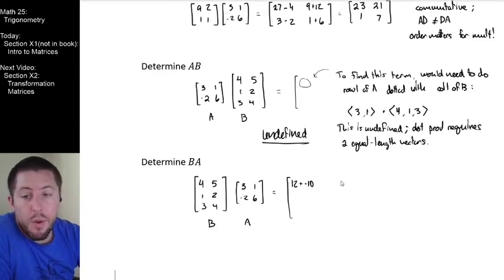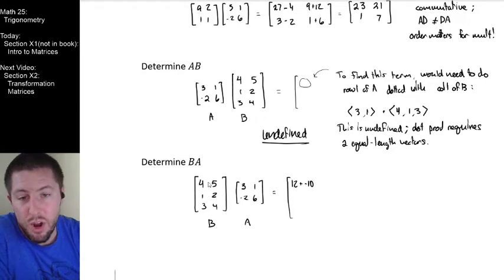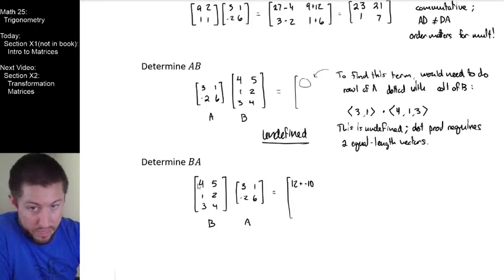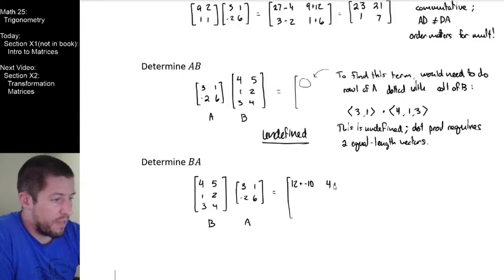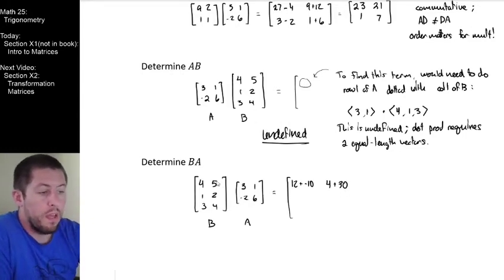What about this upper right one right here? Well, this should be the first row of B times the second column of A, because this position is first row, second column. So this would be the dot product of 4, 5 with the vector 1, 6. So 4 times 1 is 4, 5 times 6 is 30. Okay, I got that term. Let's see if we can keep going.